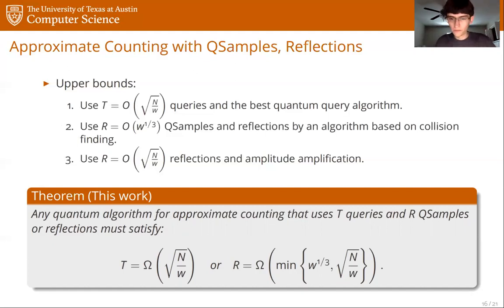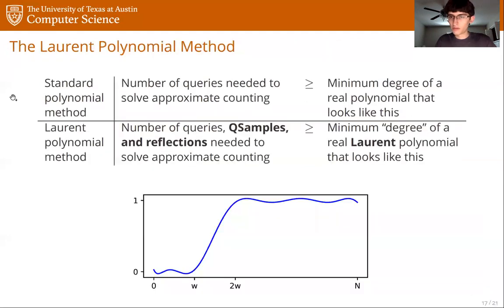So how do we prove these lower bounds? Well, I'll actually kind of just jump right into the Laurent polynomials. So the standard polynomial method is, as I mentioned, a technique for proving lower bounds in query complexity. And it actually does give you a lower bound for the quantum query complexity of approximate counting. What it says is that the number of queries you need to solve approximate counting is lower bounded by the minimum degree of a real polynomial that behaves like this. Where it behaves like this means it has to be close to 0 between 0 and W, and close to 1 between 2W and N. Or more accurately, it has to have this behavior at the integer points in these two ranges.